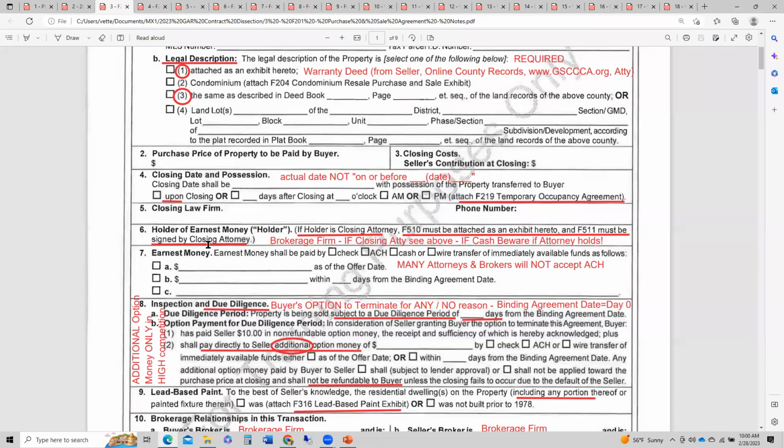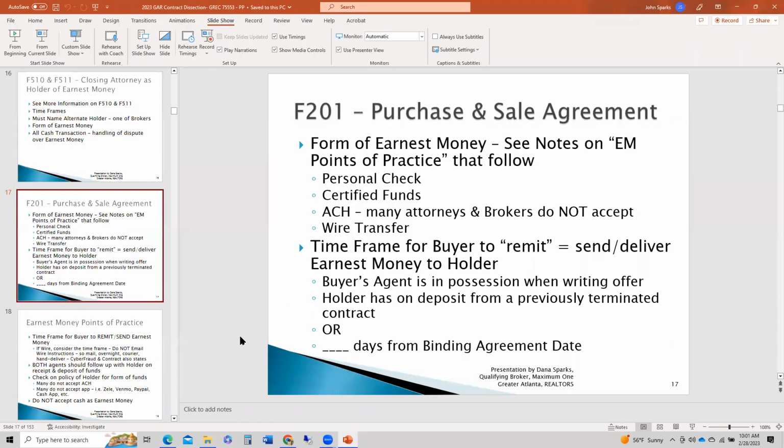So this is where you put in who the holder of the earnest money is. And as a reminder, GAR has in here, if it is a closing attorney, one form has to be attached to the exhibit, and then the other form must be signed by the closing attorney after your binding. And again, I'm going to cover those in just a minute. Earnest money, here's the form of the earnest money and the amount of the earnest money. And you check the box if you as the agent are already in possession of the earnest money, or the holder is in possession of the earnest money at the time the buyer signs the offer, or if the buyer is going to send the earnest money to the holder within so many days of the binding agreement date. So that's where those fill in the blanks are.